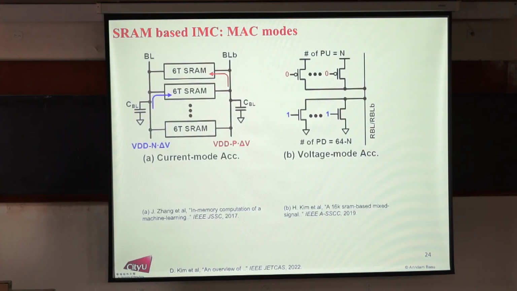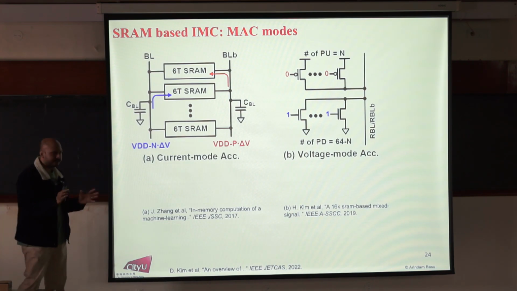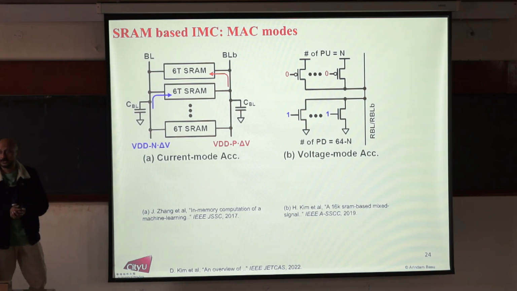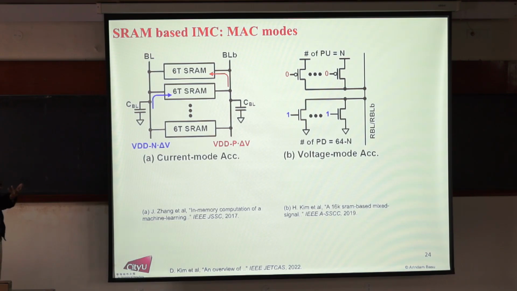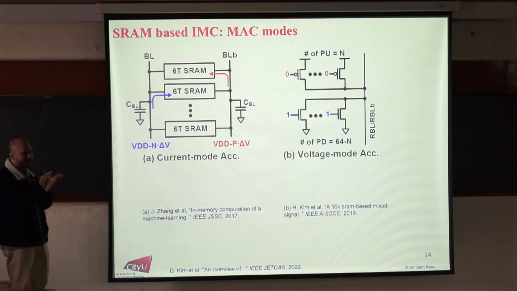Okay, so there are several ways in which you can use SRAMs for in-memory computing. The first one that I talked about is discharge of capacitors based on this current source. But you can see it has a very narrow dynamic range.